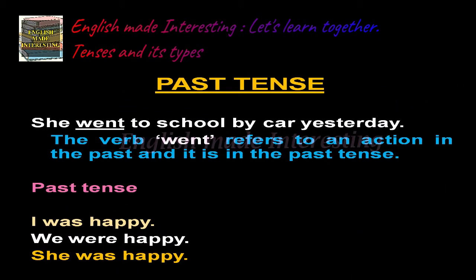Now what is past tense? She went to school by car yesterday. The verb went refers to an action in the past. It is talking about yesterday, and it is in the past tense. I was happy. We were happy. She was happy. It is talking about the past.